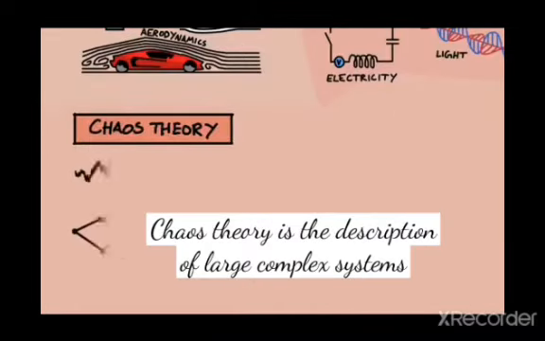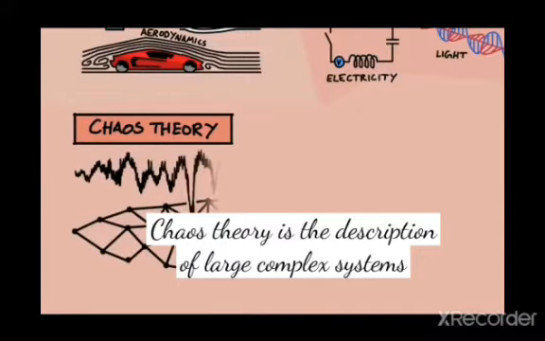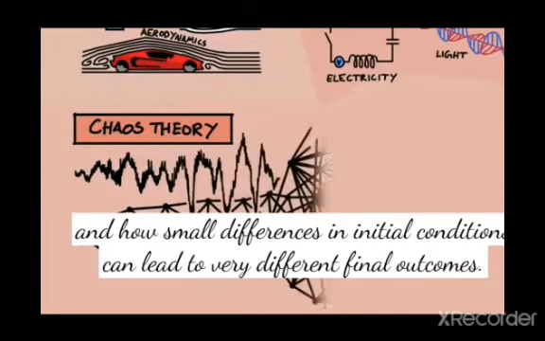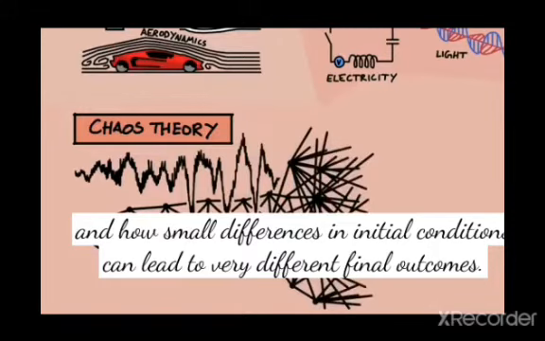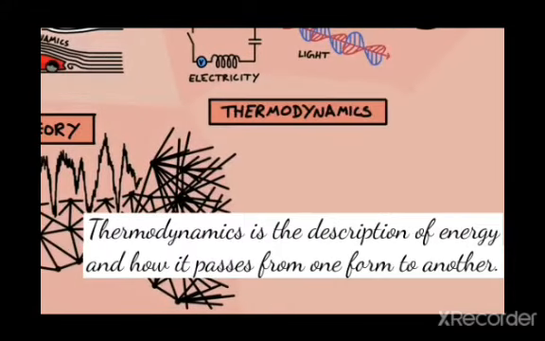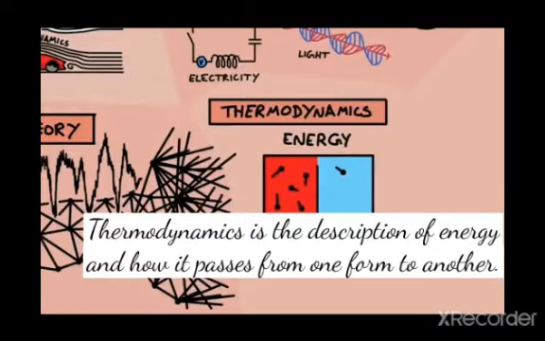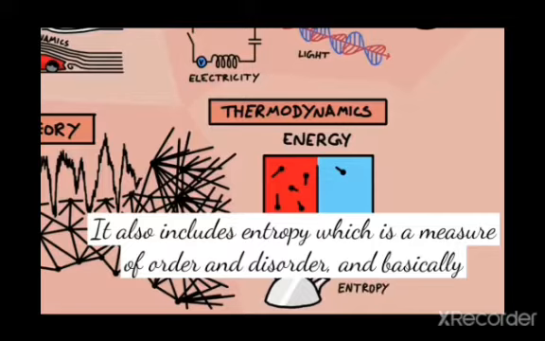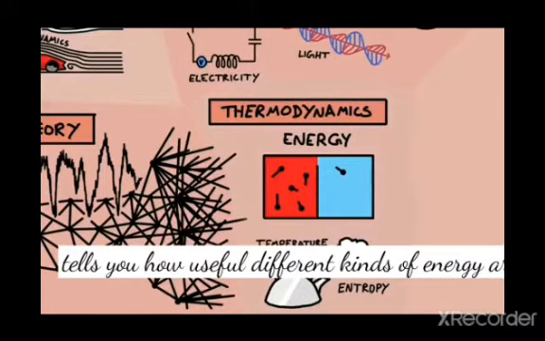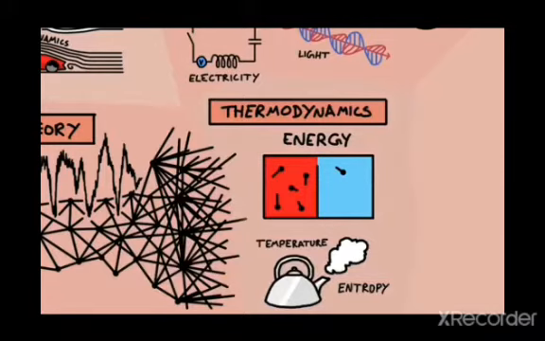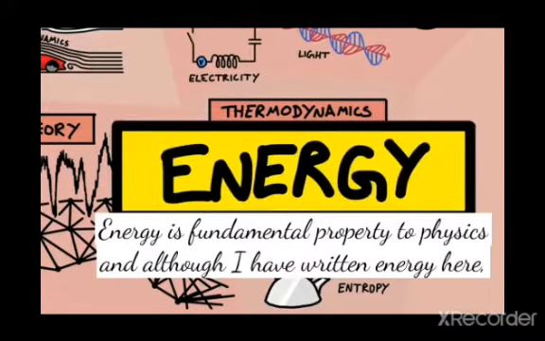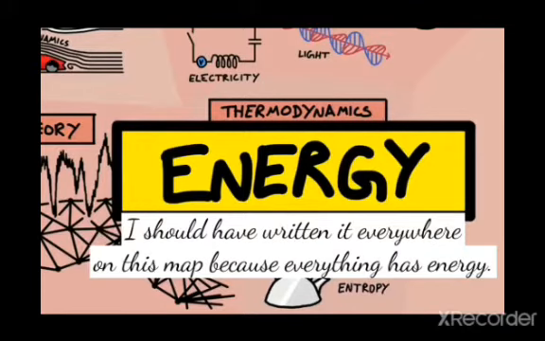Chaos theory is the description of large, complex systems and how small differences in initial conditions can lead to very different final outcomes. Thermodynamics is the description of energy and how it passes from one form to another. It also includes entropy, which is a measure of order and disorder, and basically tells you how useful different kinds of energy are. Energy is a fundamental property to physics, and although I've written energy here, I should have written it everywhere on this map, because everything is energy.